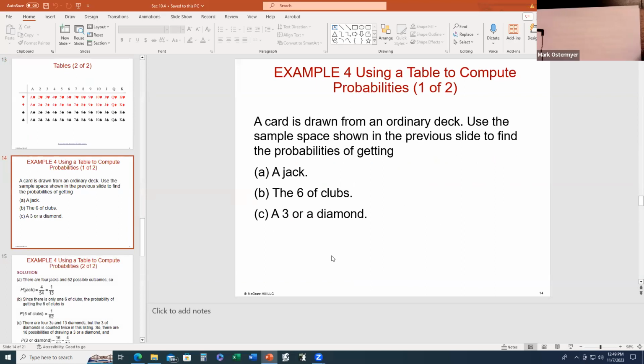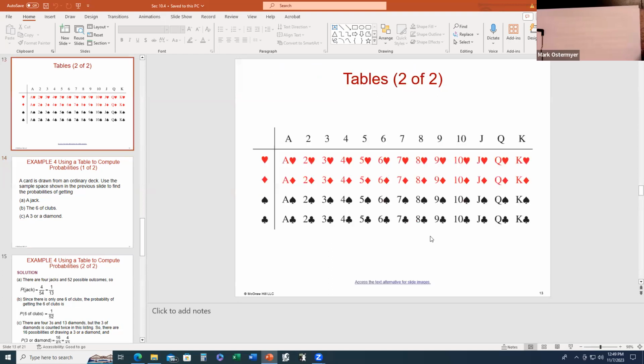Now we'll use this table to compute a probability. A card is drawn from an ordinary deck. Use the sample space shown in the previous slide to find the probability of getting a jack. So how many jacks are there? Of 52 cards, there are 4 jacks: a jack of hearts, a jack of diamonds, a jack of spades, and a jack of clubs.